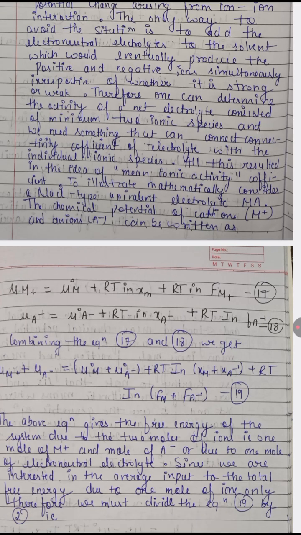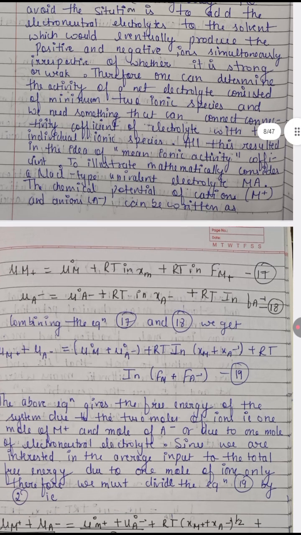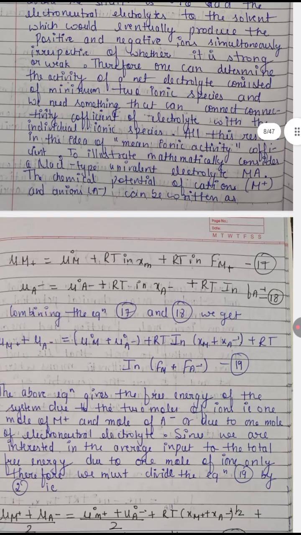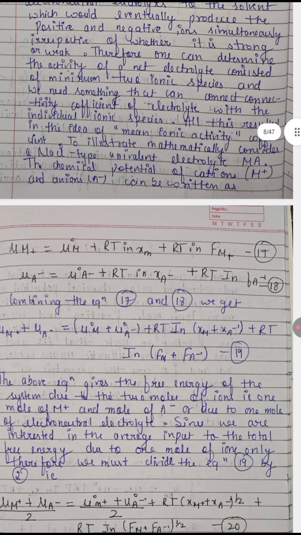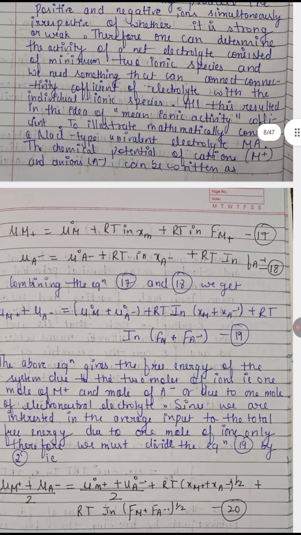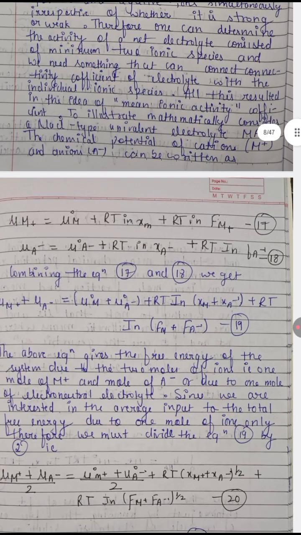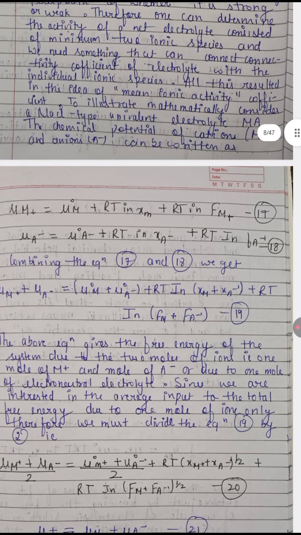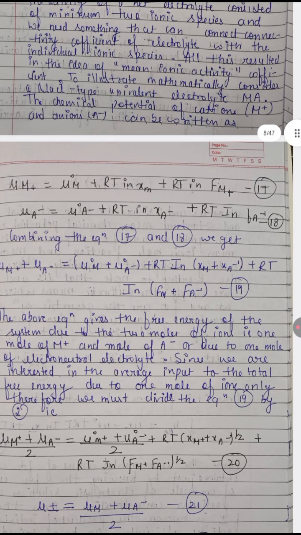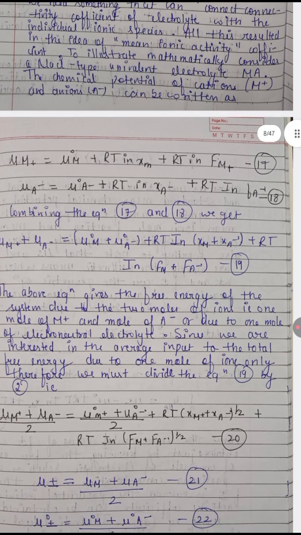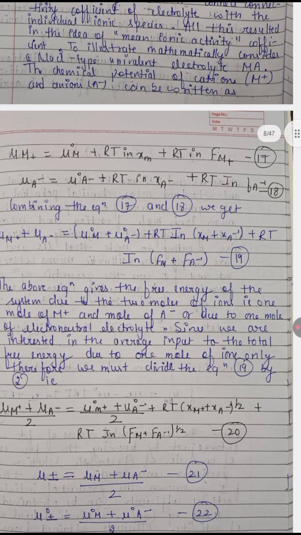The only way to avoid the situation is to add electroneutral electrolytes to the solvent, which would eventually produce the positive and negative ions simultaneously, irrespective of whether it is strong or weak. Therefore, one can determine the activity of a net electrolyte consisting of a minimum of 2 ionic species, and we need something that can connect the activity coefficient of the electrolyte with the individual ionic species. All this resulted in the idea of the mean ionic activity coefficient.